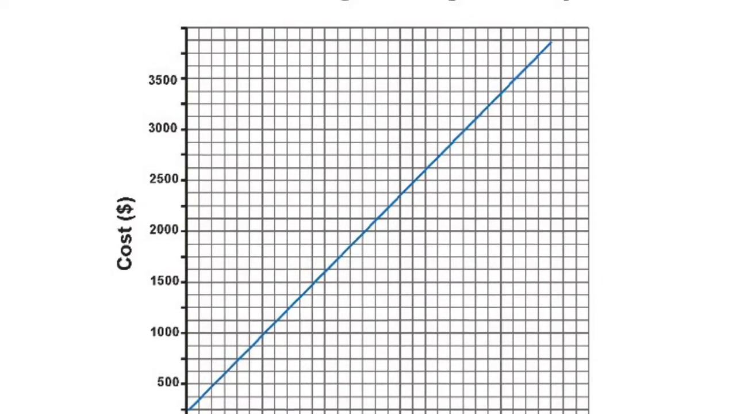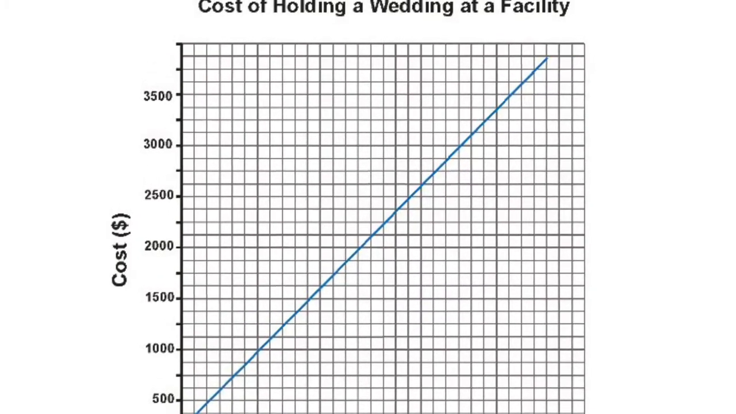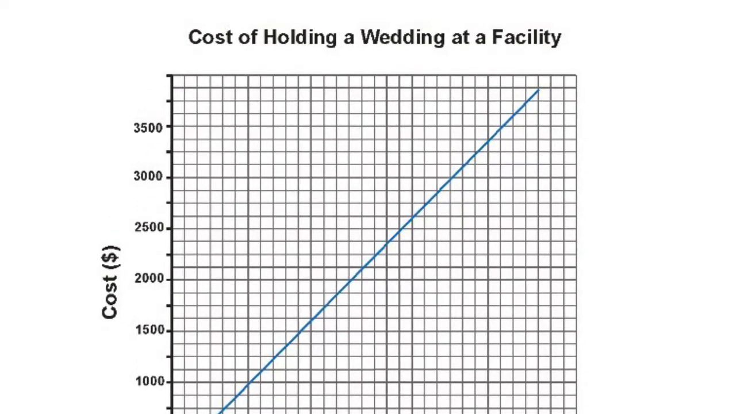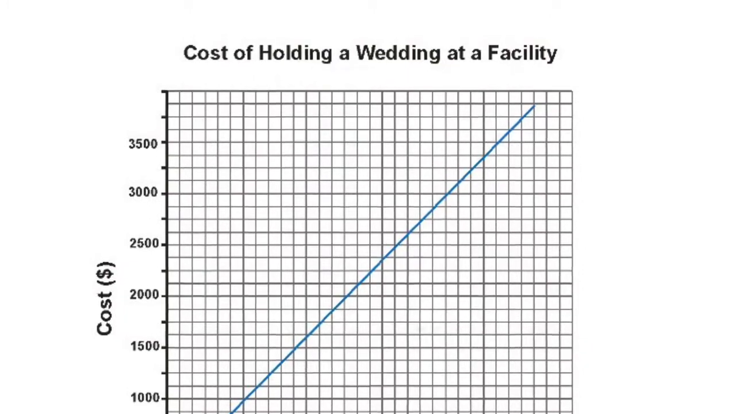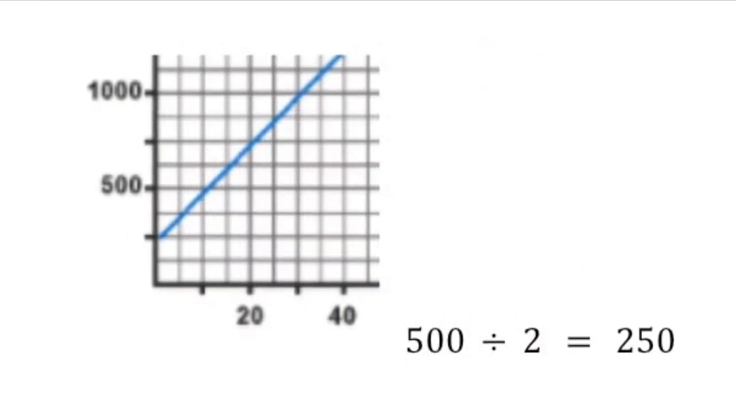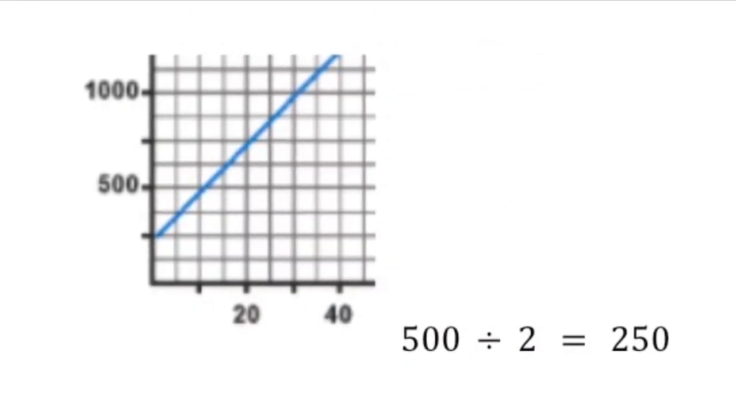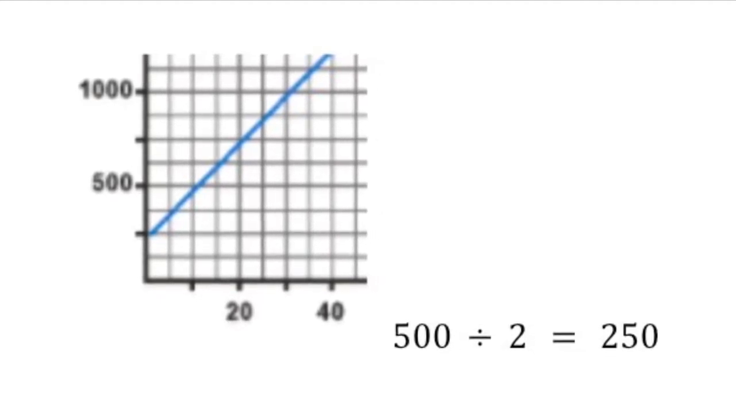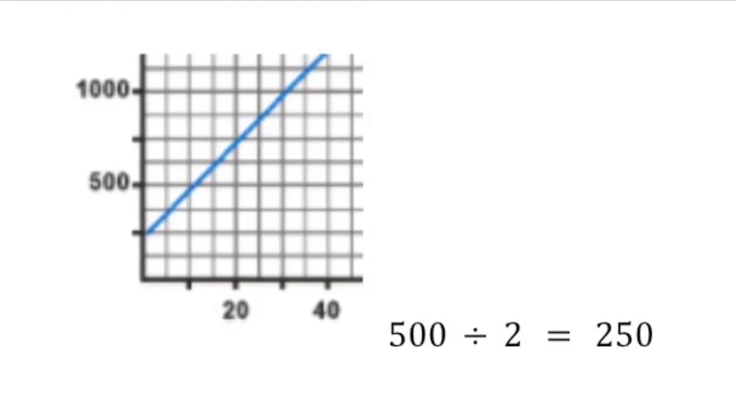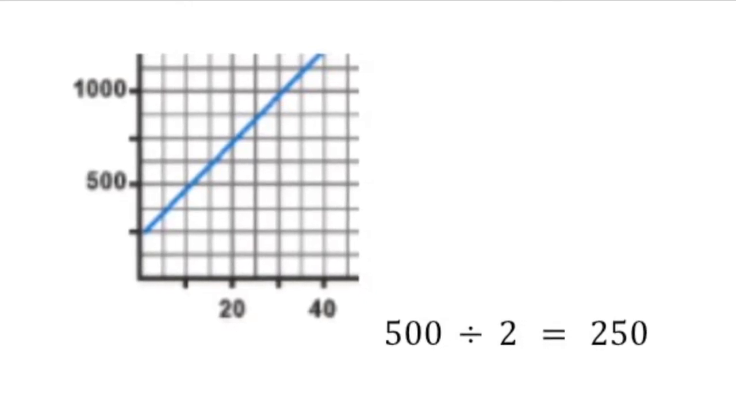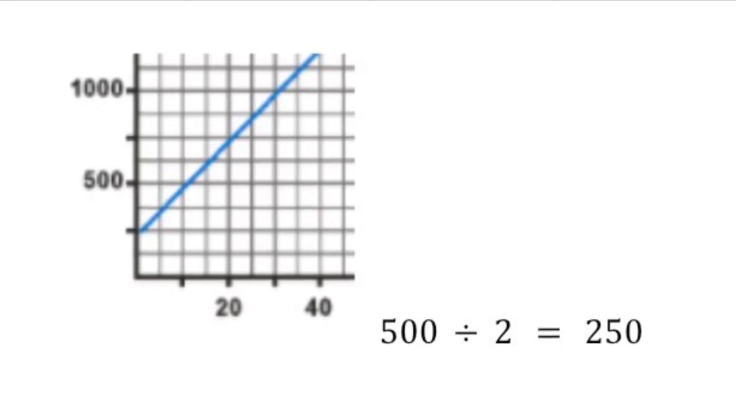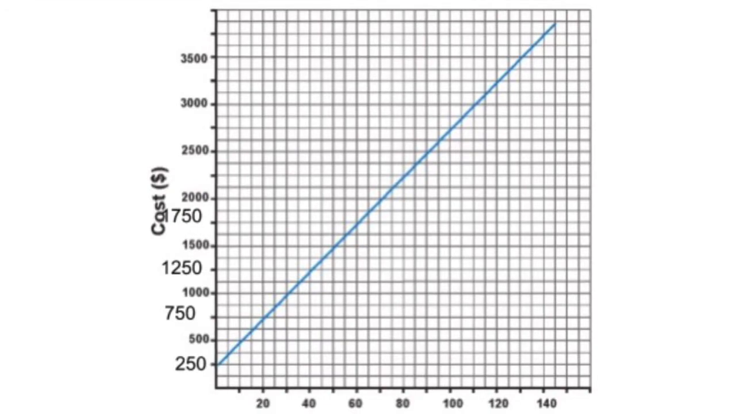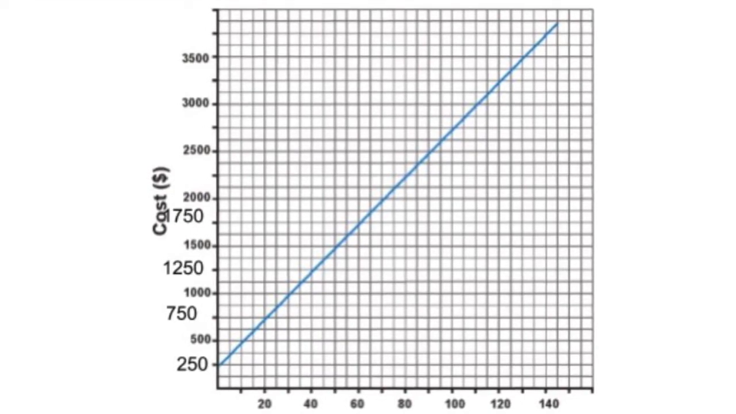You can see that it jumps on the vertical side by 500, and maybe you're not sure what the other numbers are between those. So let's look. It starts at 0 and goes to 500 in 2 big jumps. If I take 500 and divide by 2, it means that each time it's jumping by 250. So I can actually add those numbers to the graph: 250, 500, 750, 1,000, 1,250.